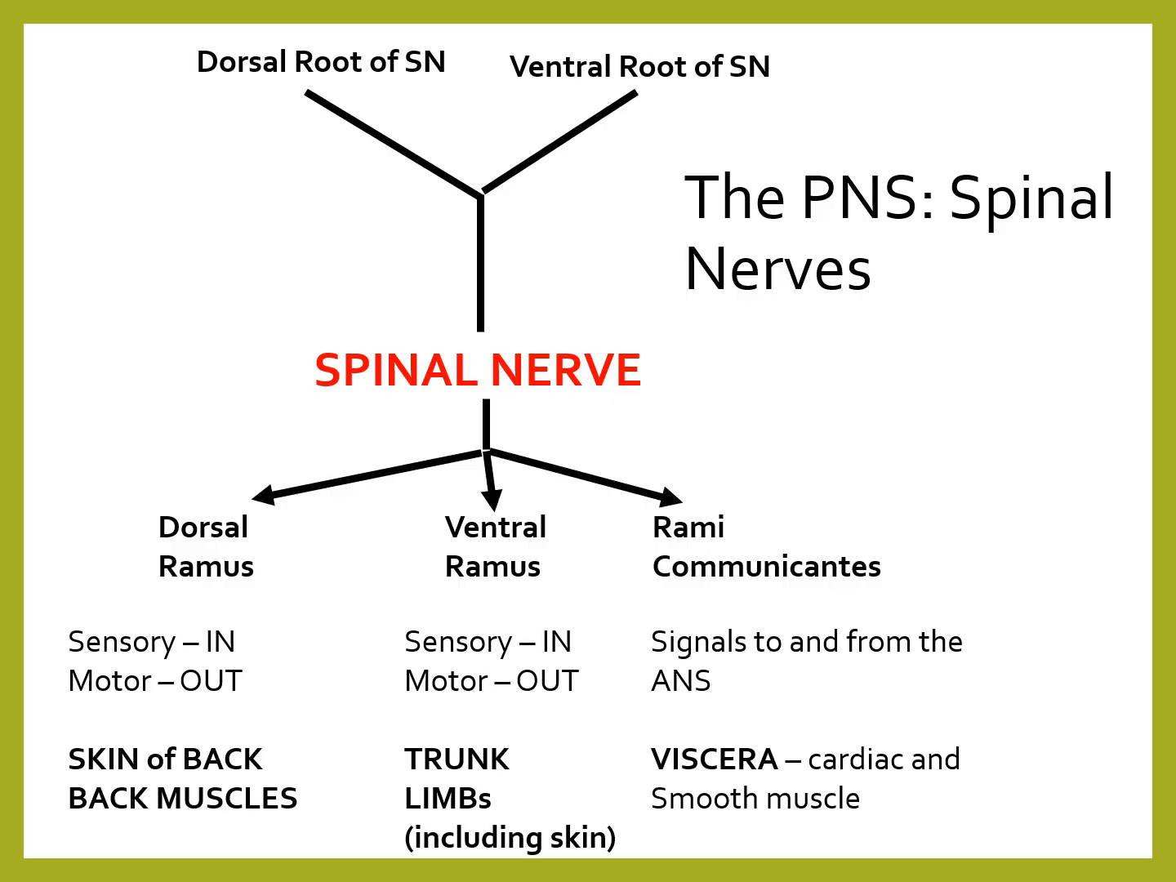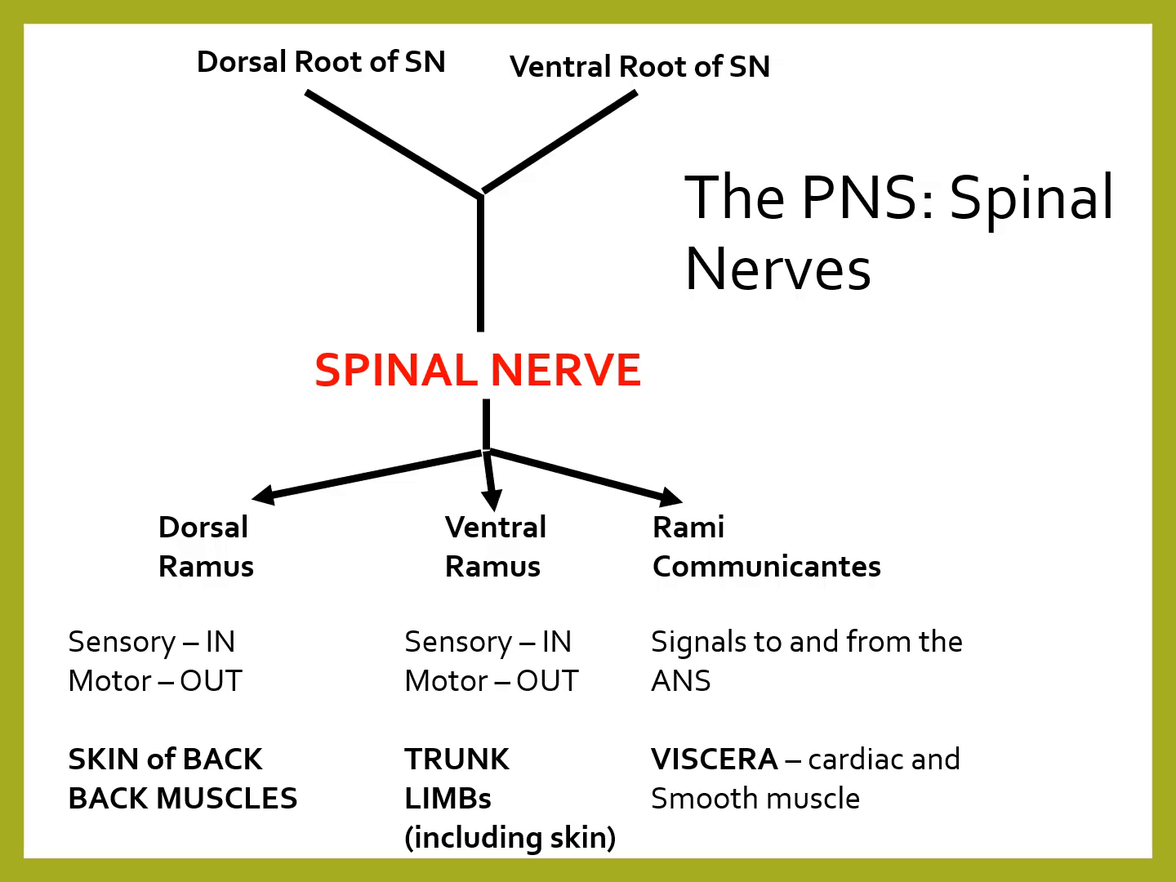In anatomy, you learned that a spinal nerve is made up of two roots, a dorsal root and a ventral root, and they merge together within the vertebral column to form the spinal nerve. You may have also learned that when the spinal nerve emerges from the vertebral column, out of that intervertebral foramen, it splits into three big trunks. One is called the dorsal ramus, one is called the ventral ramus, and the third is called the rami communicantes.